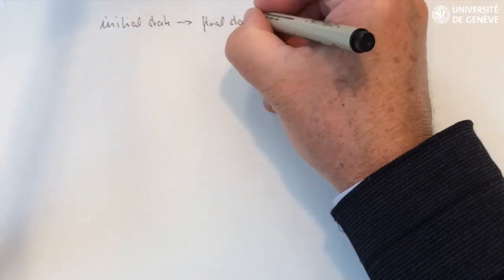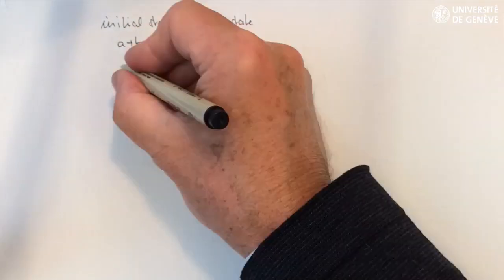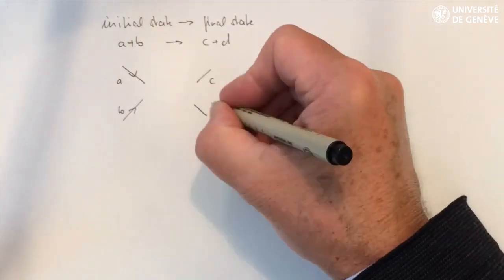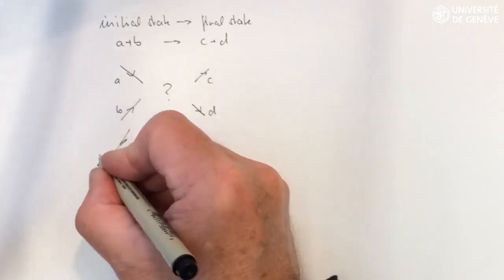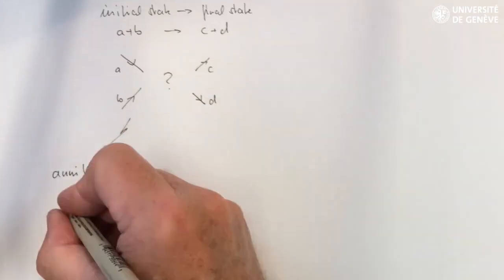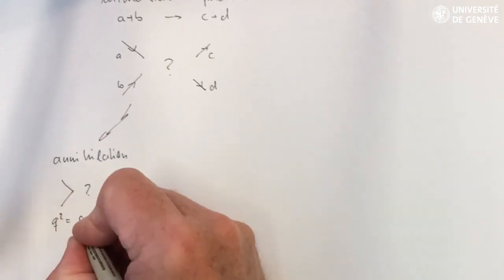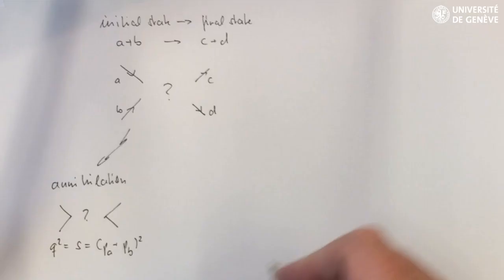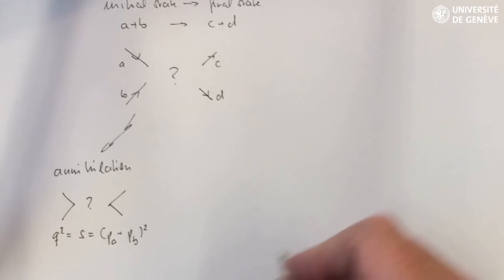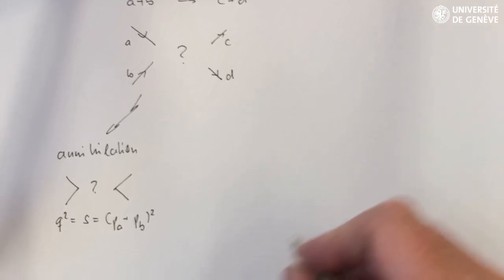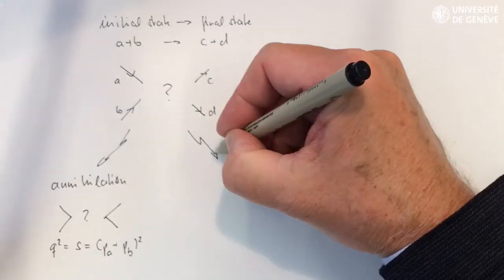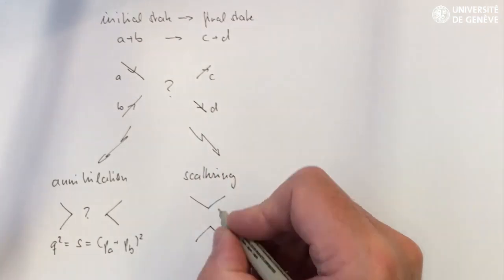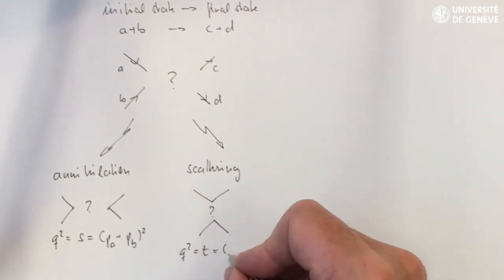Hints on how to construct a Feynman diagram for a simple two-body process A plus B goes to C plus D. We first have to decide whether this can be an annihilation process in which the two initial state particles annihilate into a gauge boson. In that case, the four-momentum transfer will be equal to the total energy-momentum. If they cannot annihilate, they must exchange a gauge boson in a scattering process.